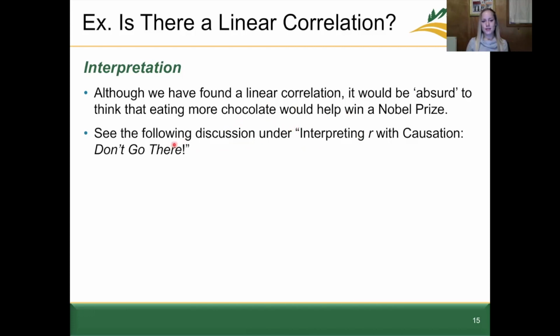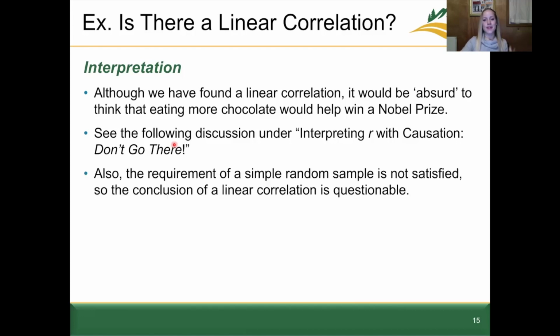Now, if we really think about it, we might be able to connect why a country that consumes more chocolate does indeed produce more Nobel laureates, such as maybe these countries are more populated or they are in a better financial place. However, regardless, we need to be careful about connecting correlation with true causation. I also mentioned we come back to that first requirement of a simple random sample, and because that's not satisfied, the conclusion we make of a linear correlation is also questionable.